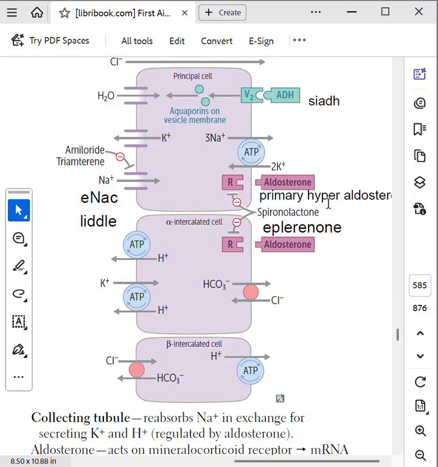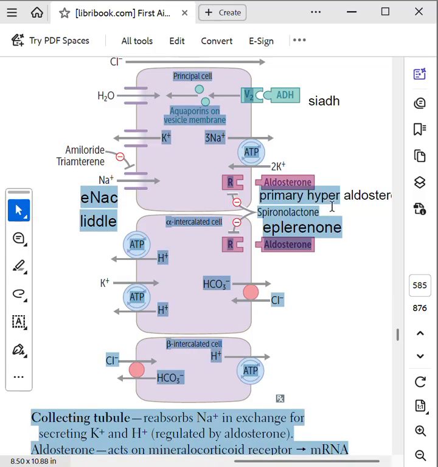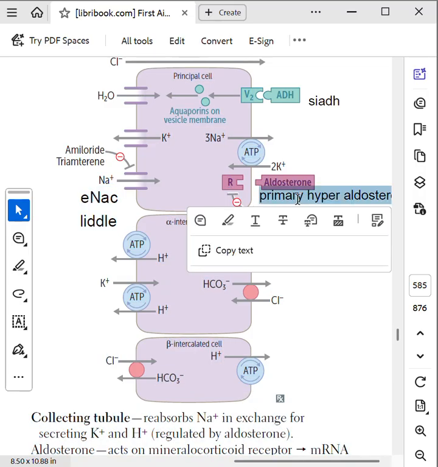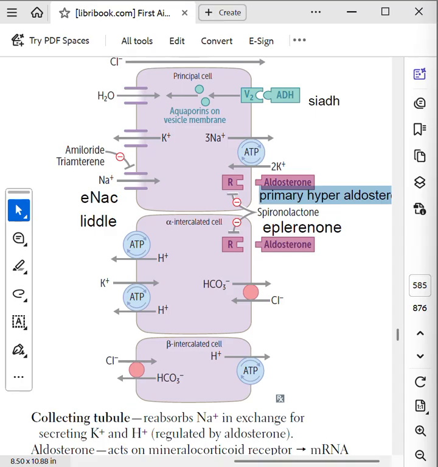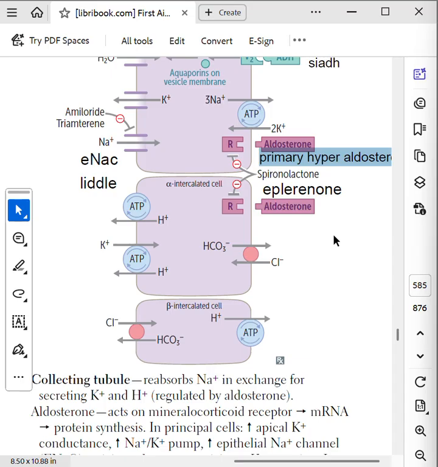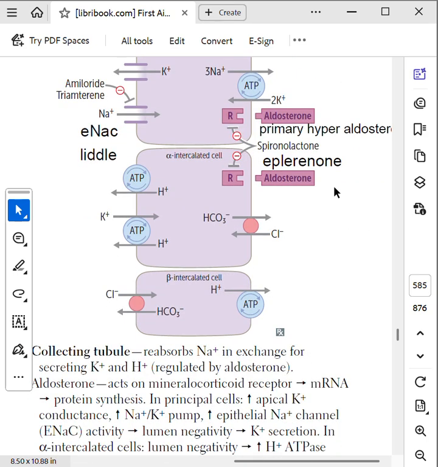Now there's something called primary hyperaldosteronism. In primary hyperaldosteronism, sodium retention is high. Of course, if there's too much aldosterone, so much sodium is being retained, and there's a lot of potassium loss through this channel, and this causes metabolic alkalosis. You treat this with spironolactone. Another medicine we can use is eplerenone. These two medicines stop this from happening.